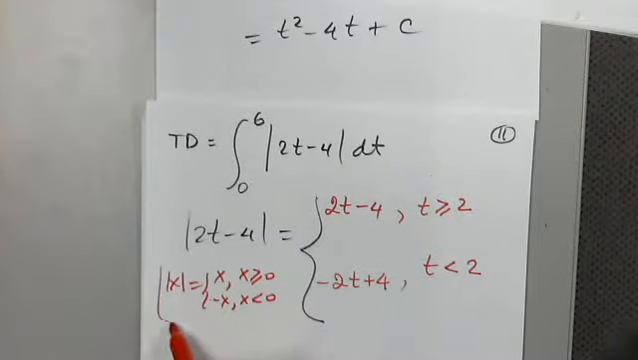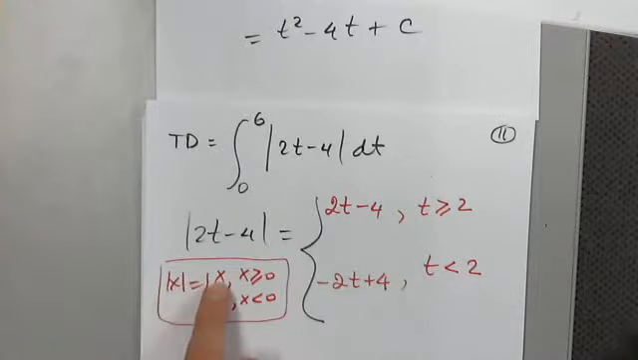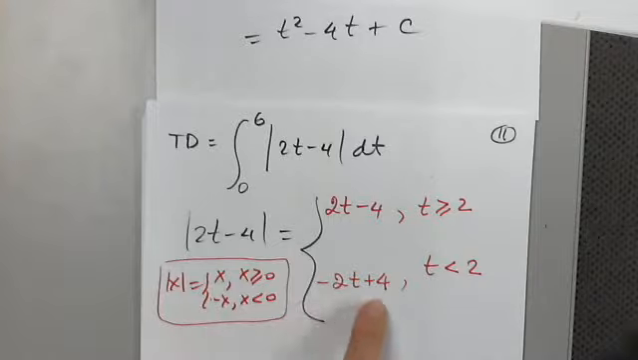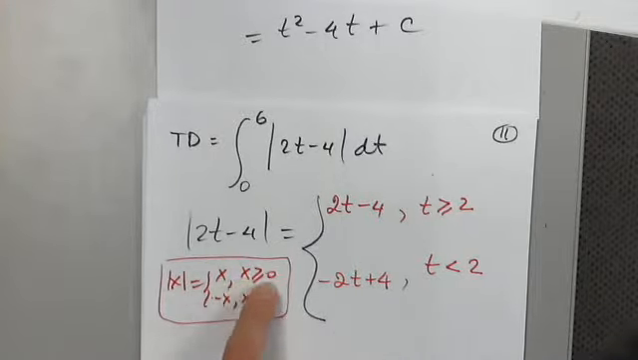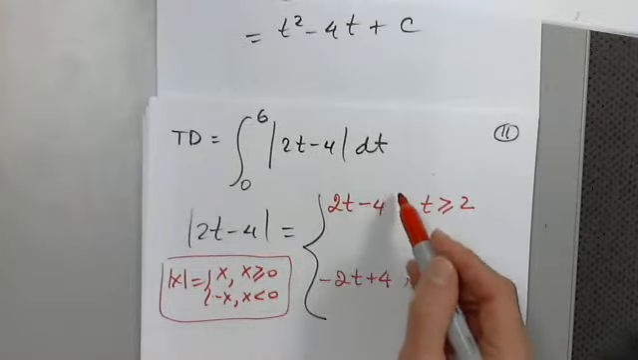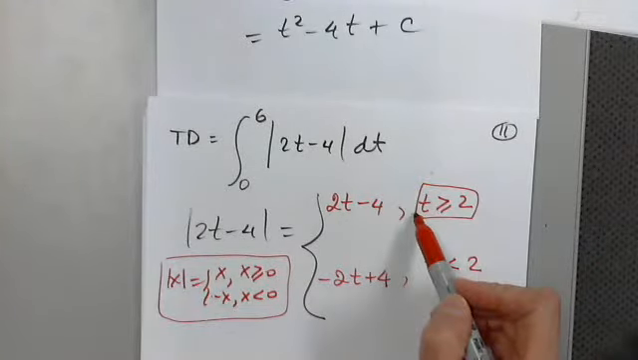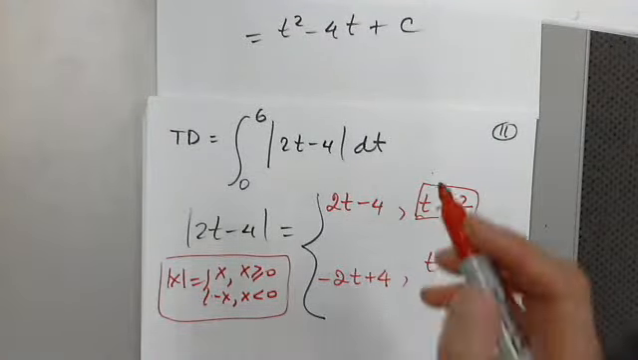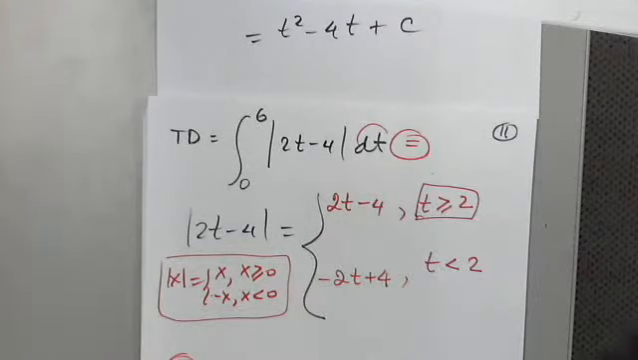So all I did was follow the pattern for the absolute value. This is 2t minus 4, and this is the opposite of 2t minus 4, which will be negative 2t plus 4. If 2t minus 4 is positive, greater than or equal to 0, I move 4 and divide by 2, and I get this. So now I know what to do to find the total distance.